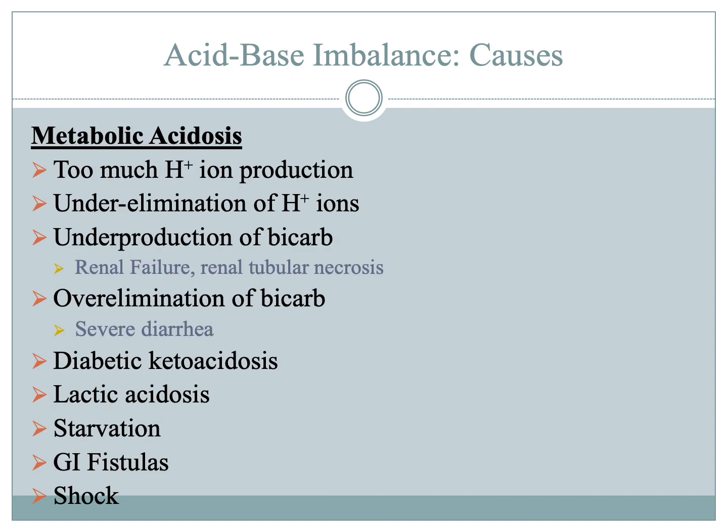Metabolic acidosis can be caused by, remember, that was respiratory, now we're talking metabolic. You can have too much hydrogen ion production. You can have underelimination of hydrogen ions. You can have underproduction of bicarb. This happens primarily with renal failure. These are often associated with kidney problems. You can have overelimination of bicarb. For instance, somebody with severe diarrhea. They lose a lot of their alkalotic bicarb through the stool.